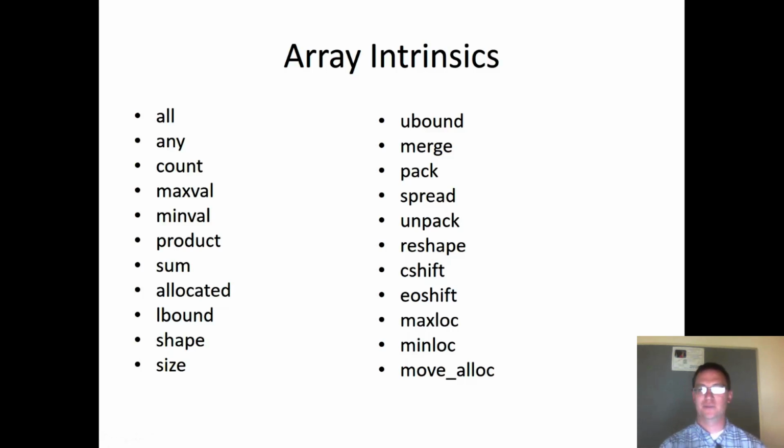Arrays are what they call first-class objects in Fortran. They are a thing, whereas in C and C++, they are not a thing. They are a byproduct of allocating memory.